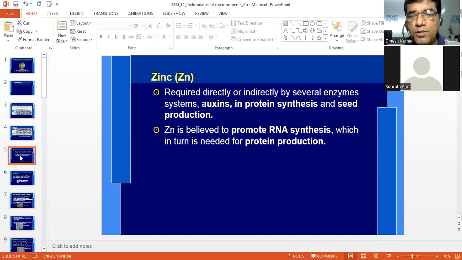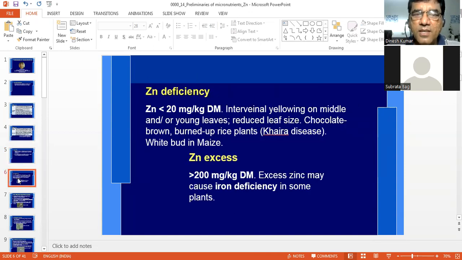Therefore, if there is deficiency of zinc, the plant will get less protein synthesis. Zinc deficiency in plants occurs when it is less than 20 ppm, or 20 milligram per kg dry matter. Symptoms are interveinal yellowing on middle and or young leaves. So its deficiency symptoms mostly come on middle and young leaves, not on the older leaves. In some literature, you will find that it is written on the older leaves also, which is very confusing. So finally, I say that mostly young leaves and middle leaves are affected, and lower leaves are not affected first. But if the deficiency continues, the whole shoot will be affected.